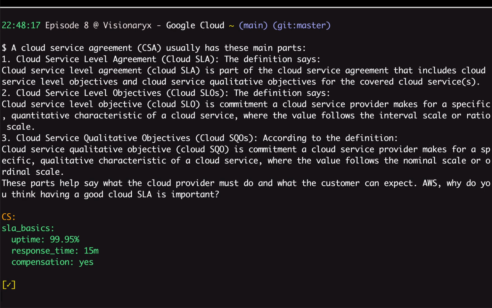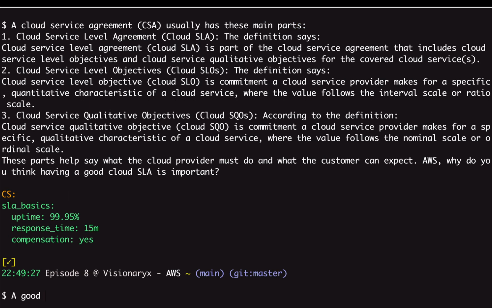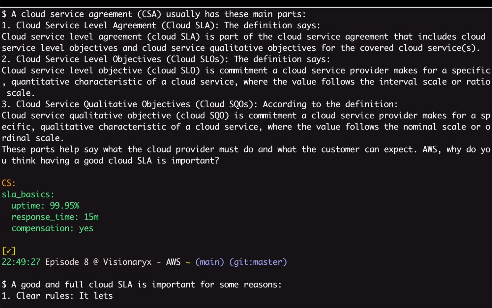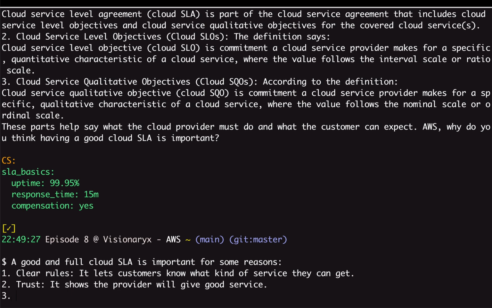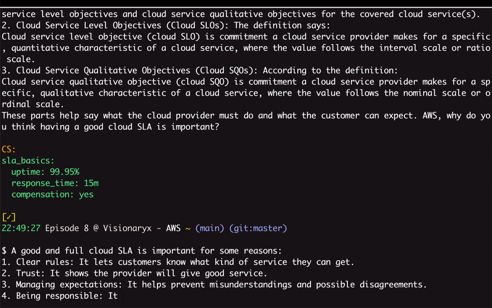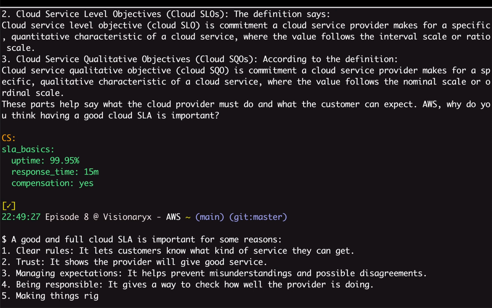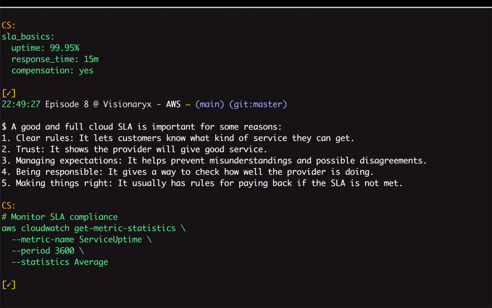AWS, why do you think having a good cloud SLA is important? A good and full cloud SLA is important for some reasons. 1. Clear rules. It lets customers know what kind of service they can get. 2. Trust. It shows the provider will give good service. 3. Managing expectations. It helps prevent misunderstandings and possible disagreements. 4. Being responsible. It gives a way to check how well the provider is doing.